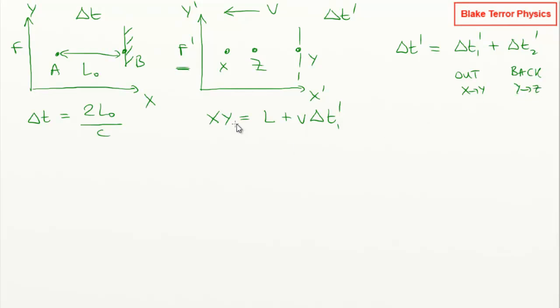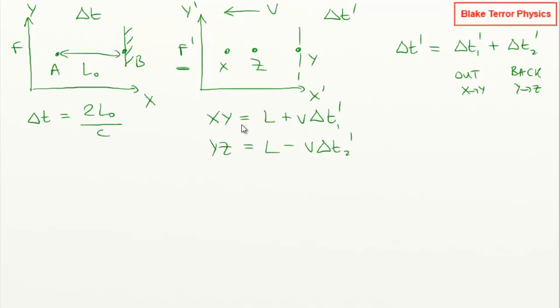This is our time from x to y, and this is our time on the way back from y to z. So in this case, going from x to y, we've got our starting length, L, and then we've got that little bit extra because y is moving away from where we started. So we've got this v delta t1 prime. Now on the way back, we've got our y to z, and that is going to be the starting length minus v delta t2 prime, because z is going to be moving towards the mirror on the way back, so we need to take off that difference.